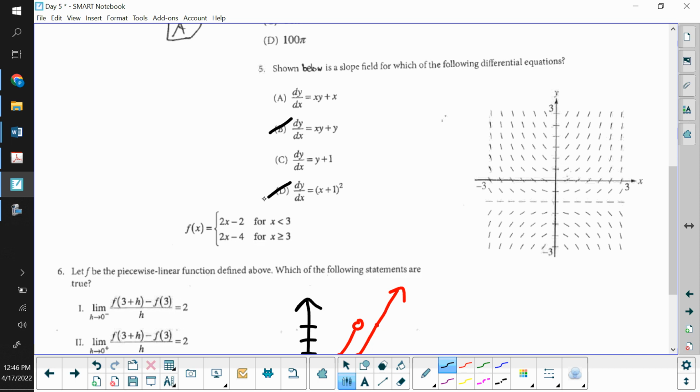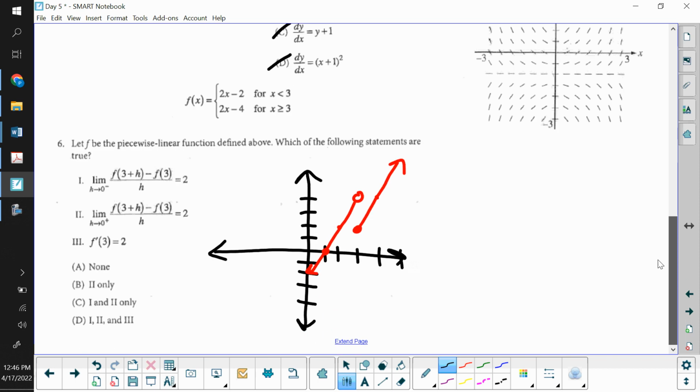The other thing to notice is when x is equal to 0, we also get a slope of 0. So in the first one, we would get 0 plus 0, so that checks out. But in C, there's no x value, so it can't give us back 0, so that rules that one out, so it's got to be choice A.